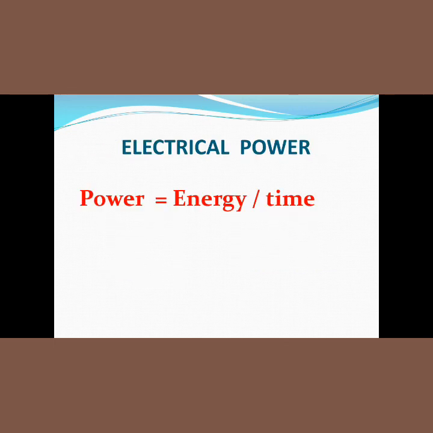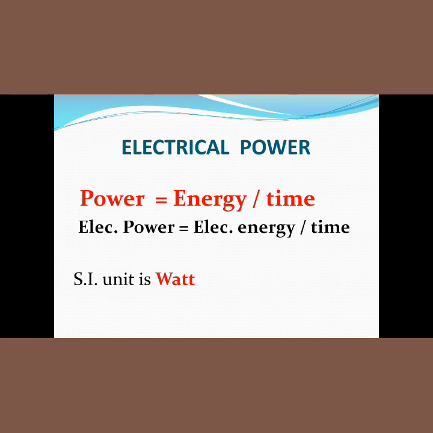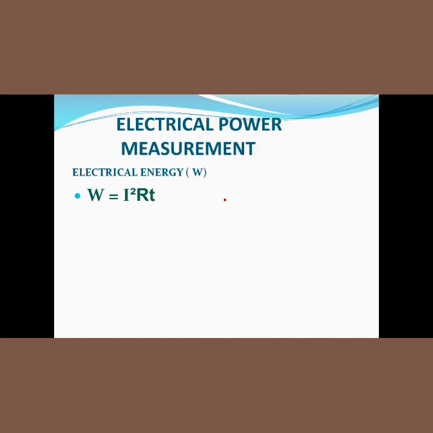So power is actually energy divided by time. Hence electrical power is the electrical energy divided by time, and the SI unit is the watt. It is easy to find how to calculate power once you know the different forms of the electrical energy equation. We know electrical energy is represented by W equal to I square Rt. The corresponding power equation will be just dividing it by t, I square R.